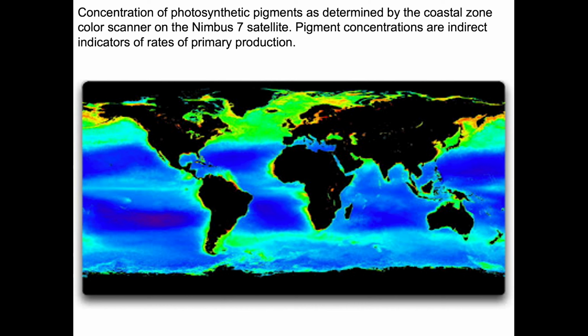When we look at the concentration of photosynthesis as a function of how much of photosynthetic pigments are picked up by satellites, we can see that pigment concentrations are an indirect indication of the rate of primary production in any given region. When we looked at an image like this before, we see the areas of highest productivity where nutrients are pumped into the ocean. So here, coming out of the Amazon, high productivity. Coming out of the Mississippi, high productivity.